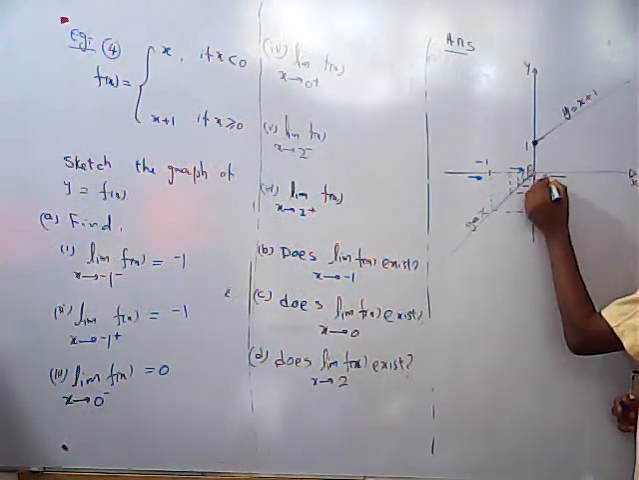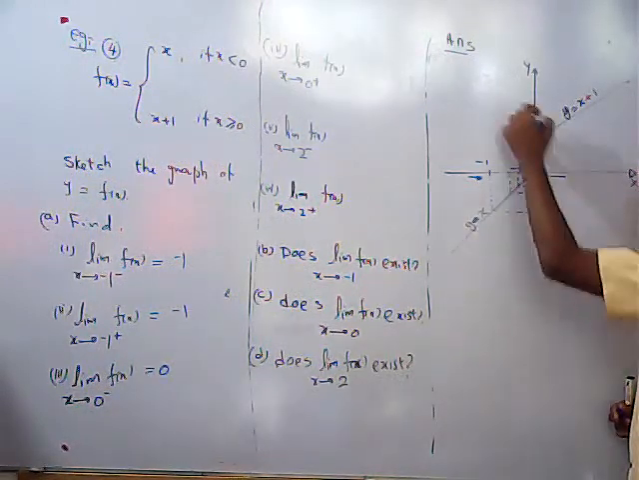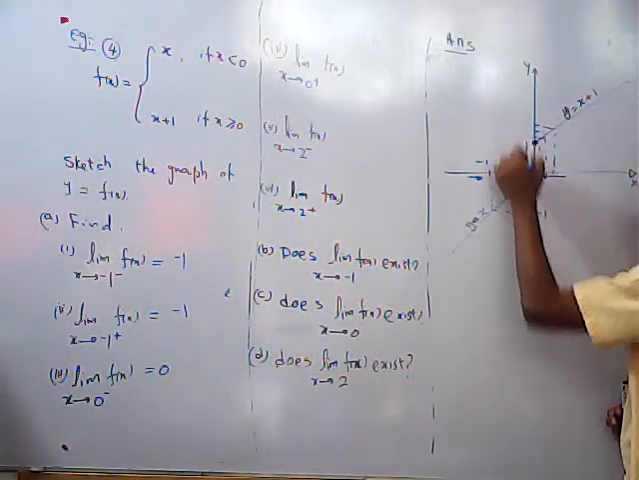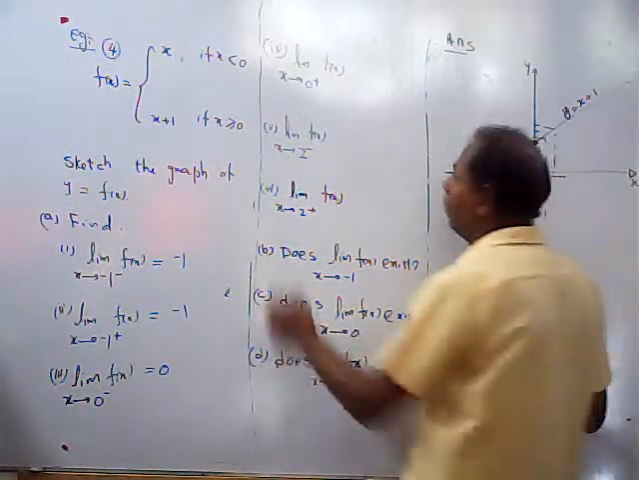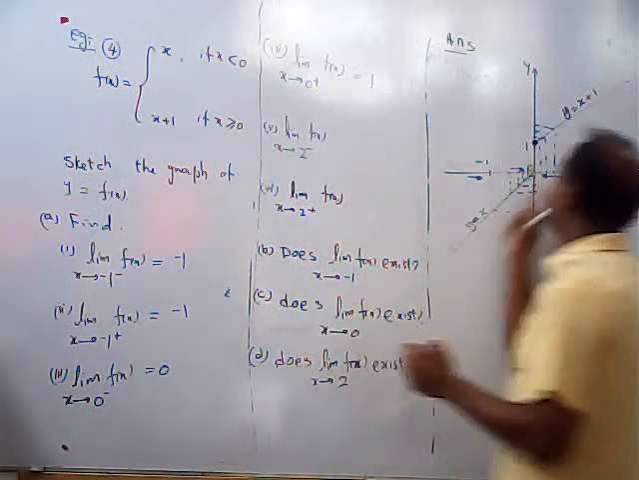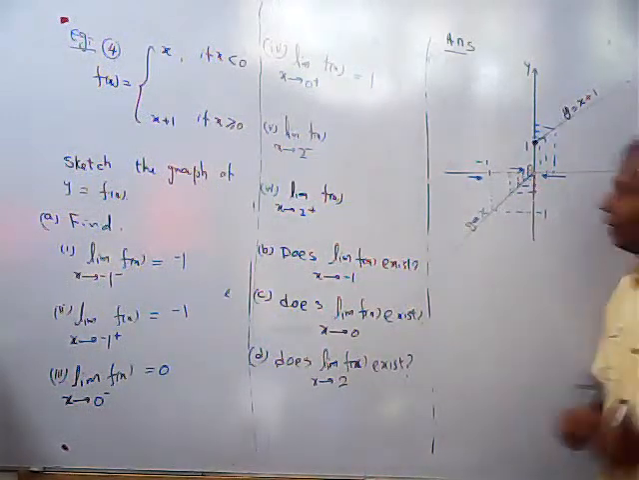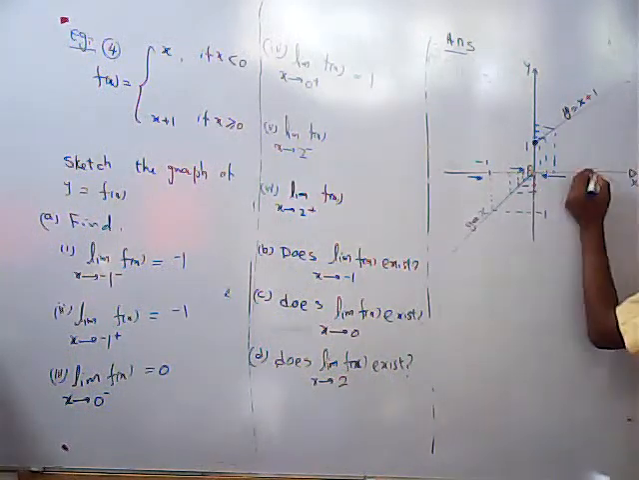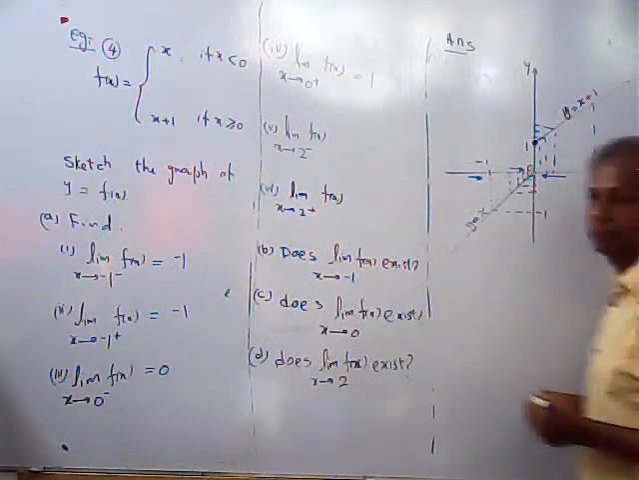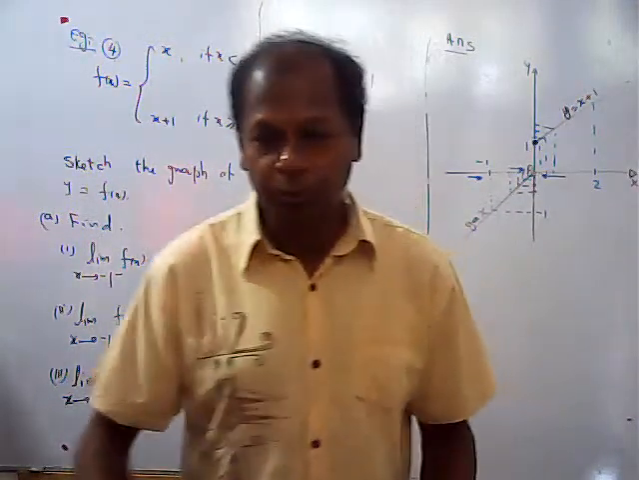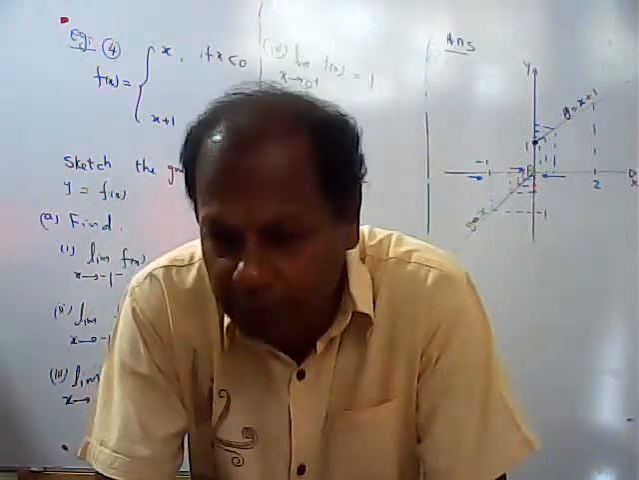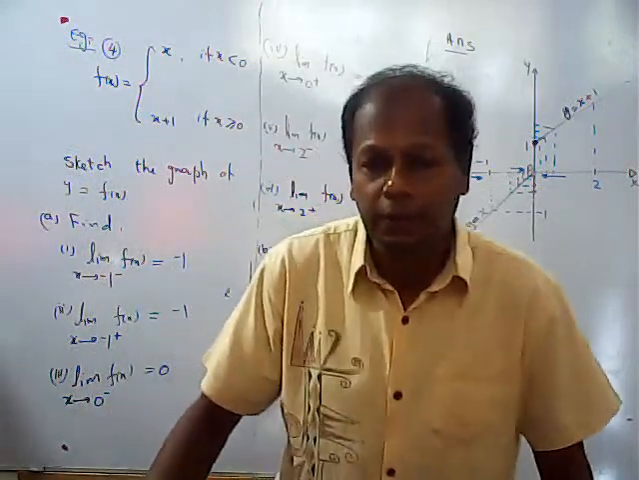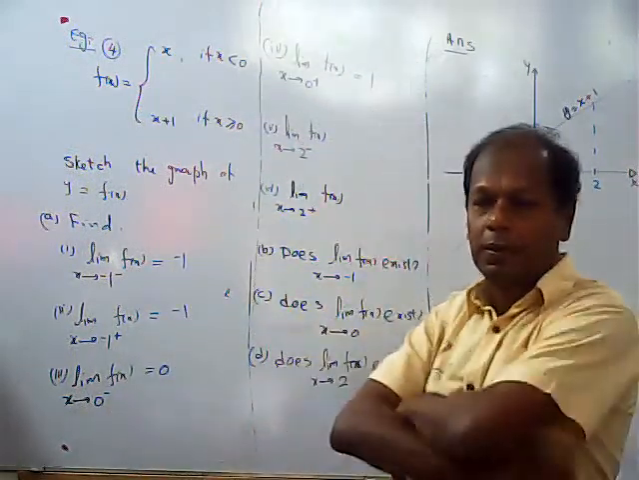As it gets closer to 0 from the right-hand side, the function value gets closer and closer to 1. So the right limit is 1. Right limit at 0 is 1. Now what about this? The left limit at 2. 2 is somewhere here. What is the left limit at 2? Okay, Sivini, the answer is correct. What is the left limit at 2? Left limit at 2.